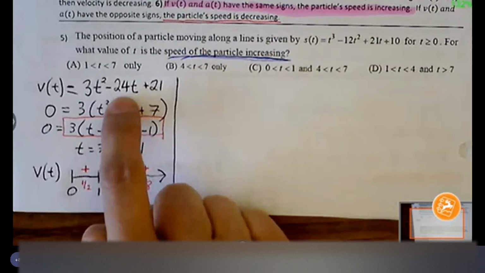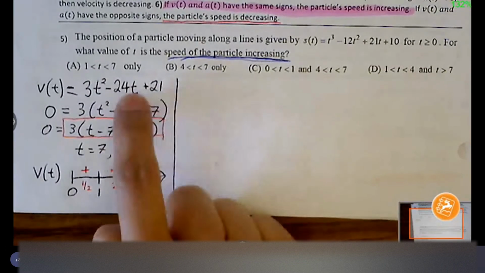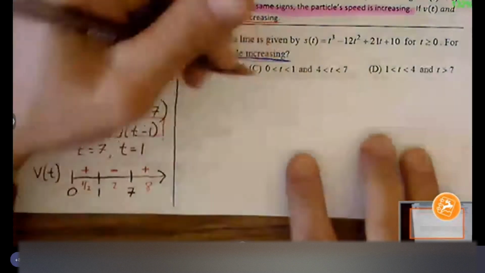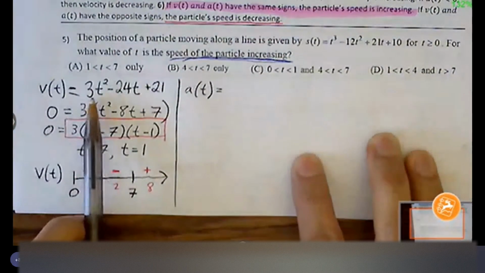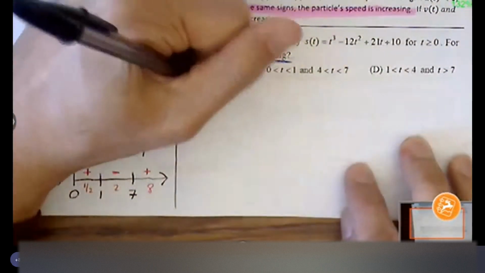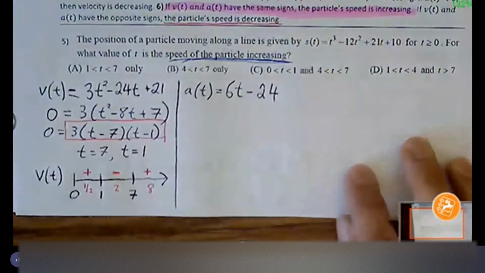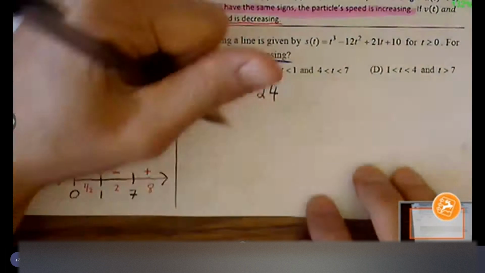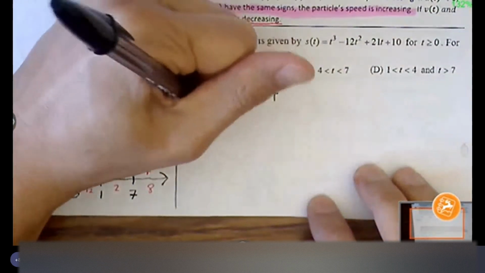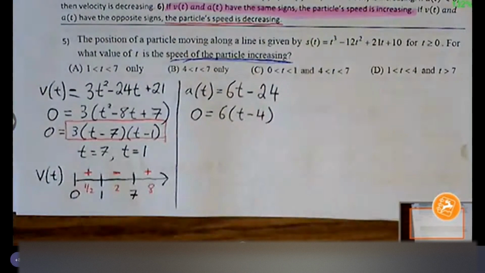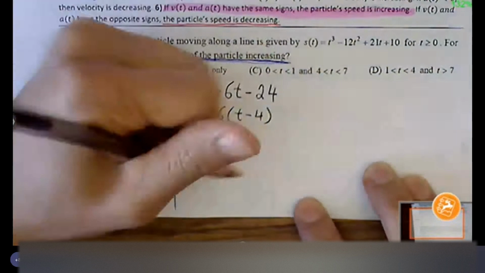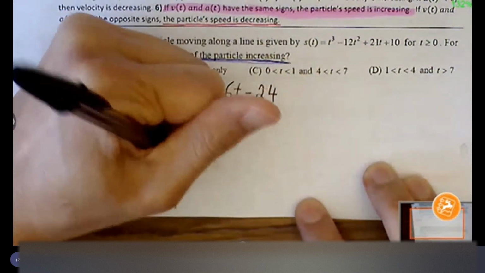So to find acceleration, we have to find the derivative of velocity. So we go through power rule again. 3t squared becomes 6t. 24t becomes 24. Set acceleration equal to 0. Factor 6 out and solve for t. t is equal to 4. Create your acceleration sign line.